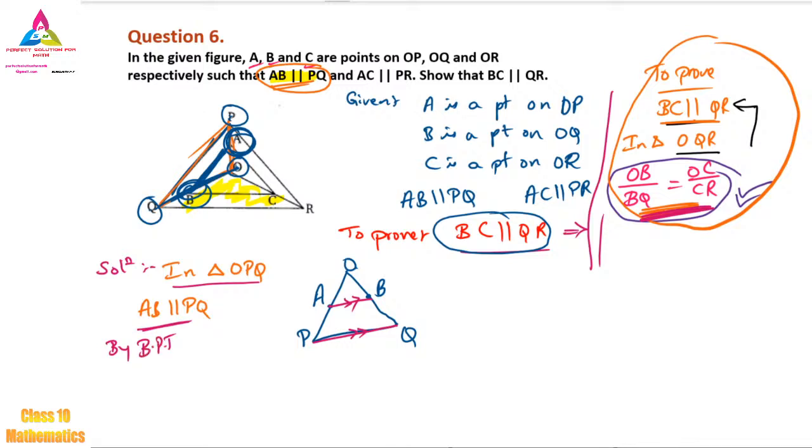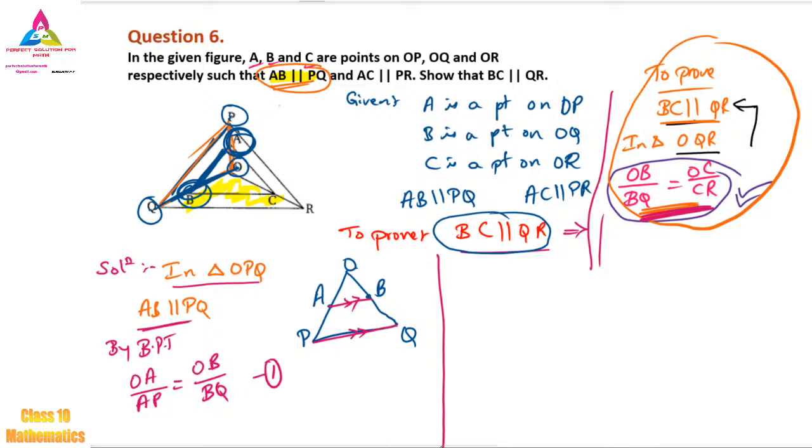By Thales theorem, you can say that OA divided by AP is equal to OB divided by BQ. Understood? You can say that these two things, OA divided by AP, equal OB divided by BQ. Okay. So now what is the next step? The next step is very easy again. So this one we have to take as what? Equation 1.